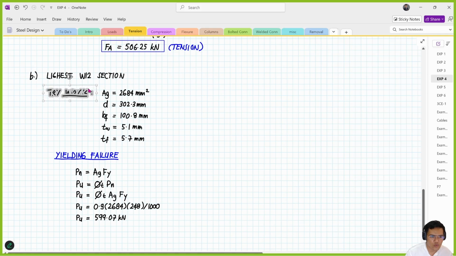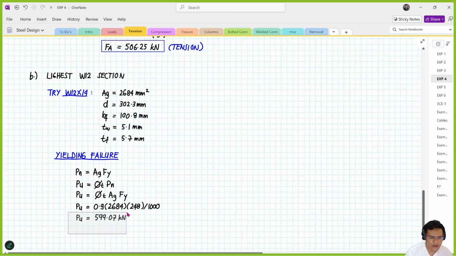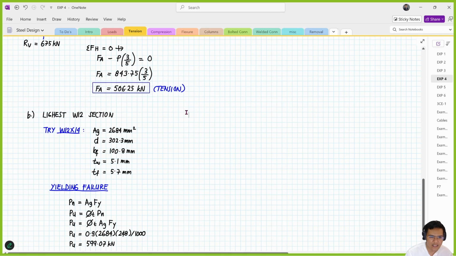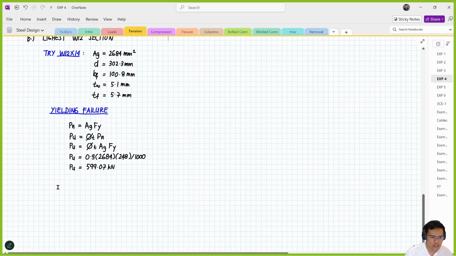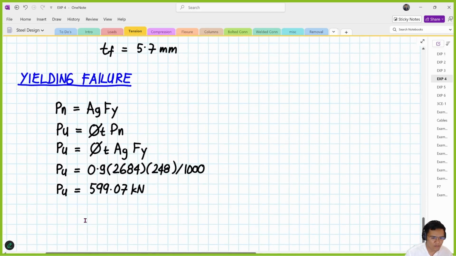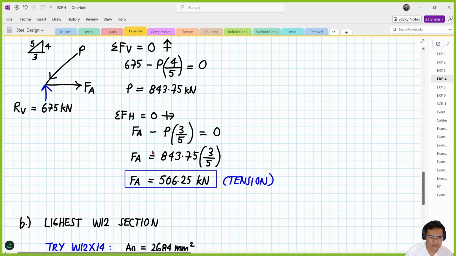is itong W12 by 14, and comparing dun sa applied loads, o yung demand, ito yung supply, no? Ito yung sinupply natin. And ito yung demand. So, we could say na pagdating sa yielding, pasado ka na agad kasi ito yung demand mo, ito yung kailangan mong i-satisfy na load. And ito yung sinupply mo in terms of yielding. Okay? So, pasado ka na kaagad. Okay tayo dito. So, sa yielding, this is greater than yung nakalculate natin na F sub A, which is ito. So, we could say na okay yan.